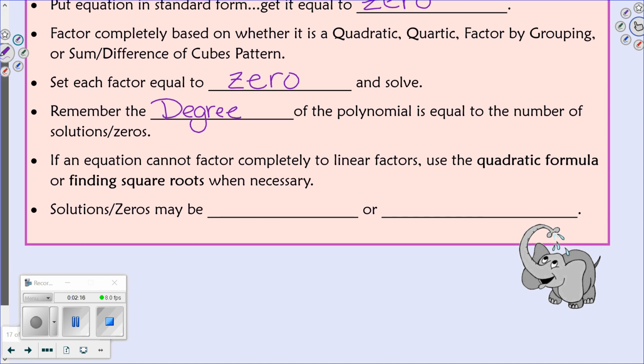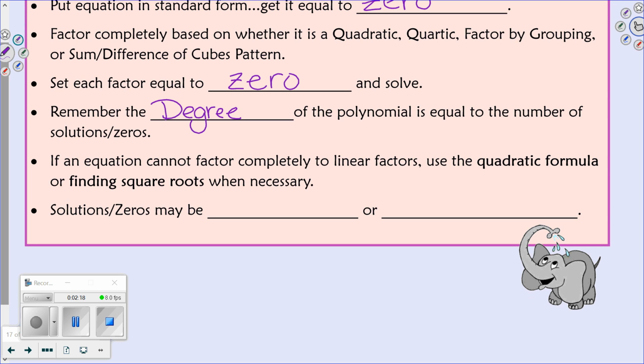If an equation cannot factor completely to linear factors, meaning it doesn't factor down to something like x plus 3, it might finish with x squared plus 7, right? That doesn't factor any further. So then you're going to have to use the quadratic formula or finding square roots when necessary. So it's not just easy solve a basic equation to solve these. Sometimes we have to use some of our methods from the last chapter.